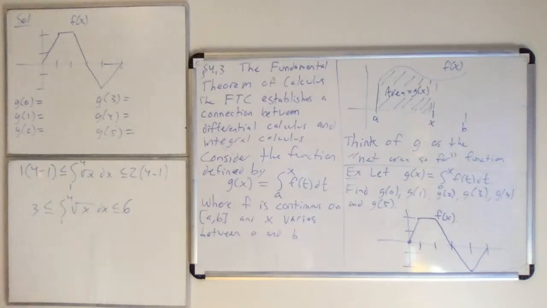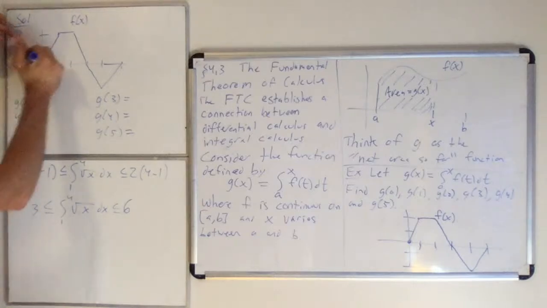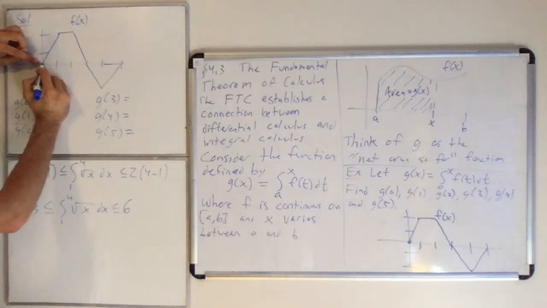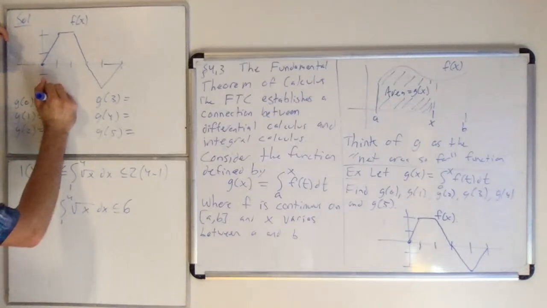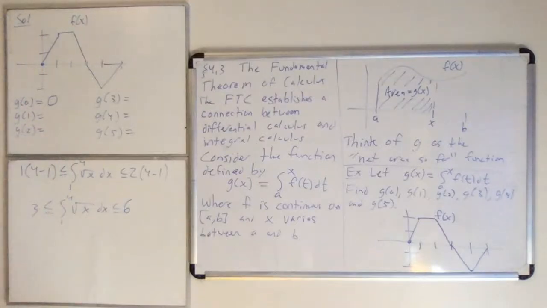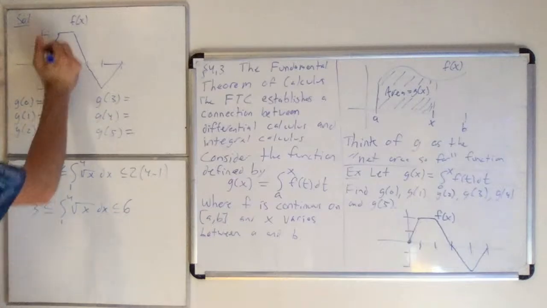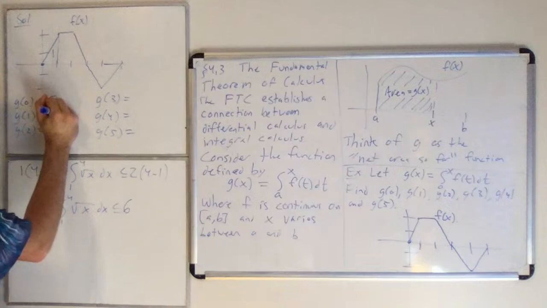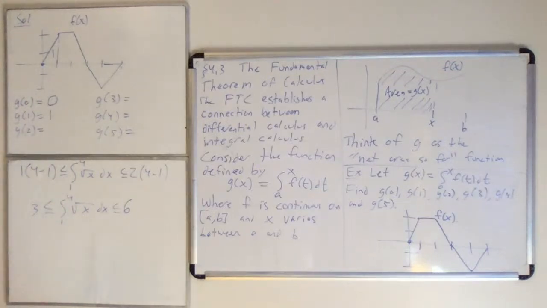We want to find the net area so far. Starting at 0, why does it start at 0? That's the lower bound of our integral. If you start at 0 and end at 0, there's no area, so g of 0 is 0. If you start at 0 and end at 1, our region is this triangle, whose area has length 1 and height 2, so its area is 1. So g of 1 is 1.